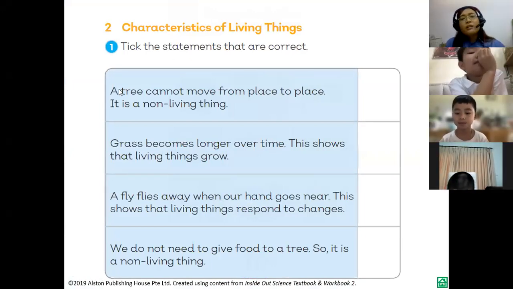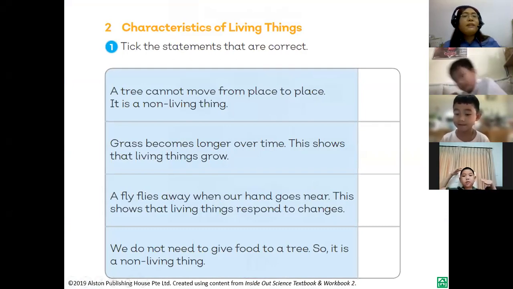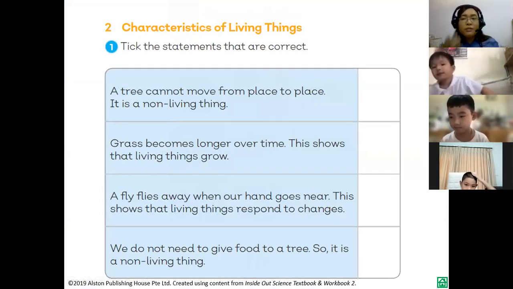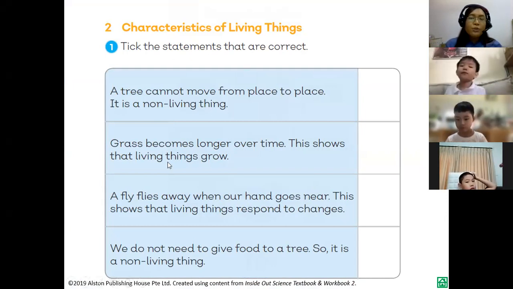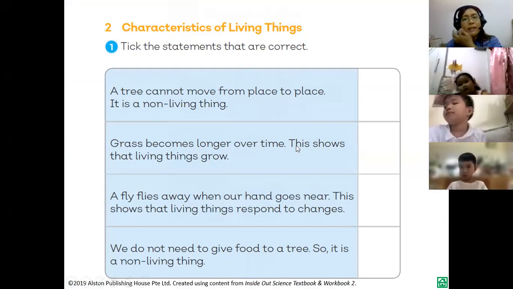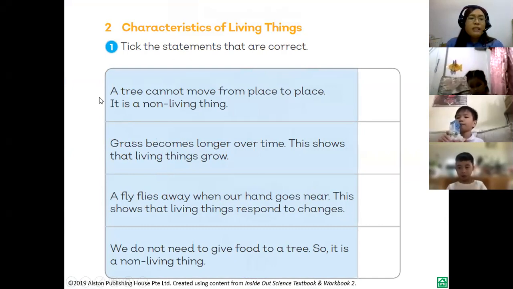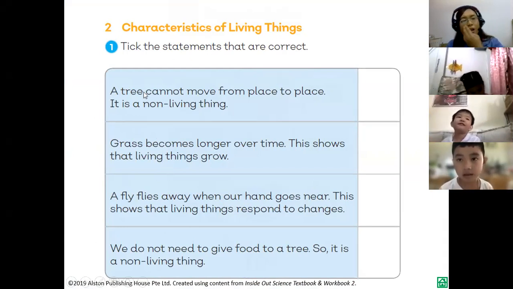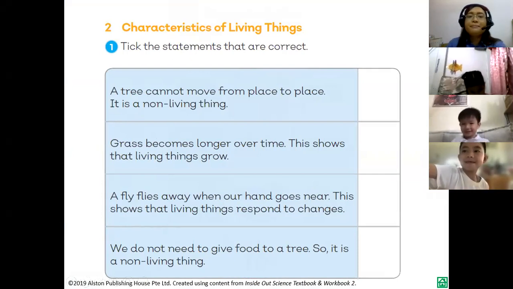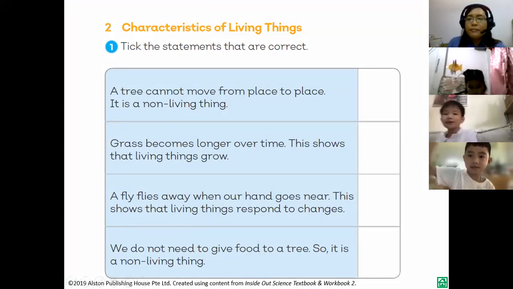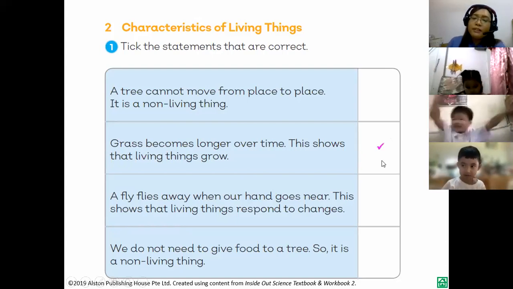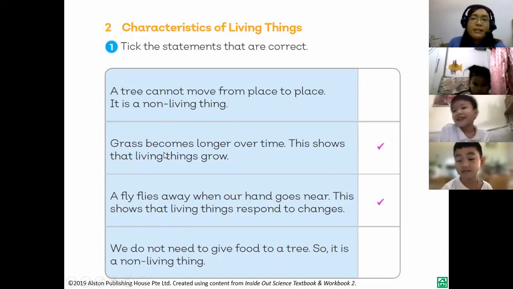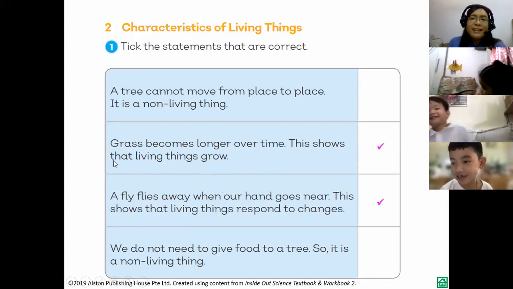Characteristics of living things. You have to take the statements that are correct. So which of the 4 statements are correct? This is statement 1, statement 2, statement 3, and statement 4. Which of these are correct? 2 and 3. Okay, very good. So these statements are correct.